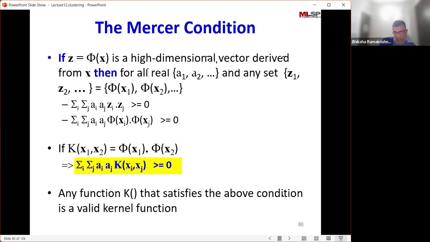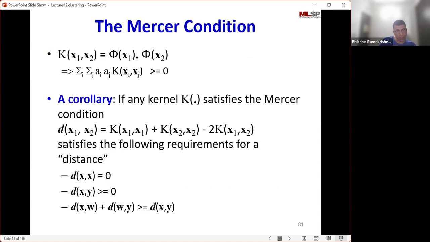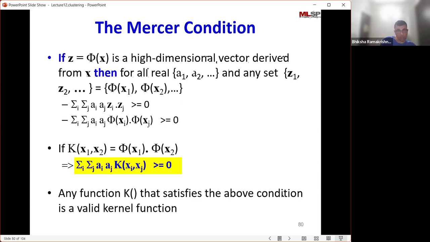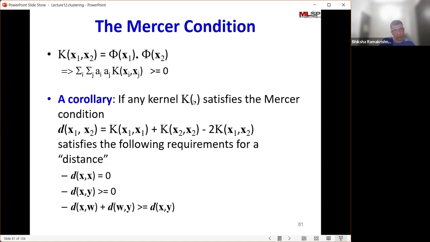Just by visual inspection. And so any function k which satisfies this property is guaranteed to be a function that is somehow computing an inner product in some high dimensional space where we may not even know what that space is. So this condition is called Mercer's condition. As a corollary, if any function k satisfies the Mercer condition, the distance between any two data points in that high dimensional space is k(x1, x1) plus k(x2, x2) minus 2 k(x1, x2). And because it's a distance, it satisfies all the usual properties of distance.